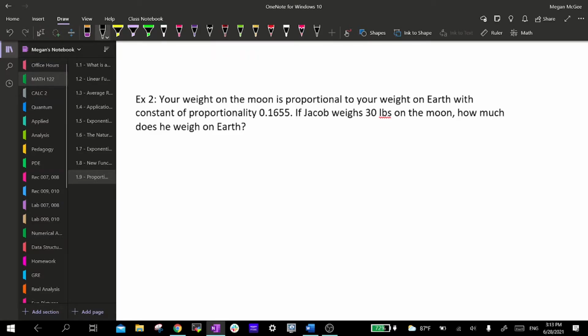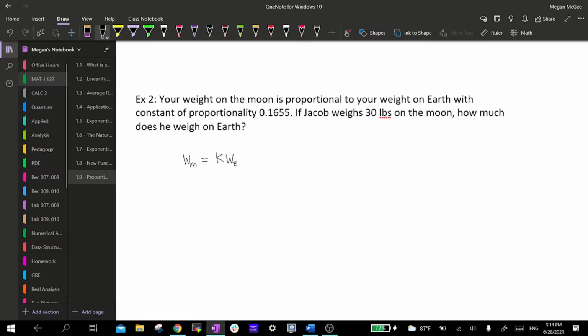All right, so we have our weight on the moon. I'm going to say this is capital W sub m. That's our weight on the moon. It is proportional to your weight on Earth. I'm going to say capital W sub e. So I just took that first sentence and turned it into an equation. The weight on the moon is proportional to the weight on Earth.